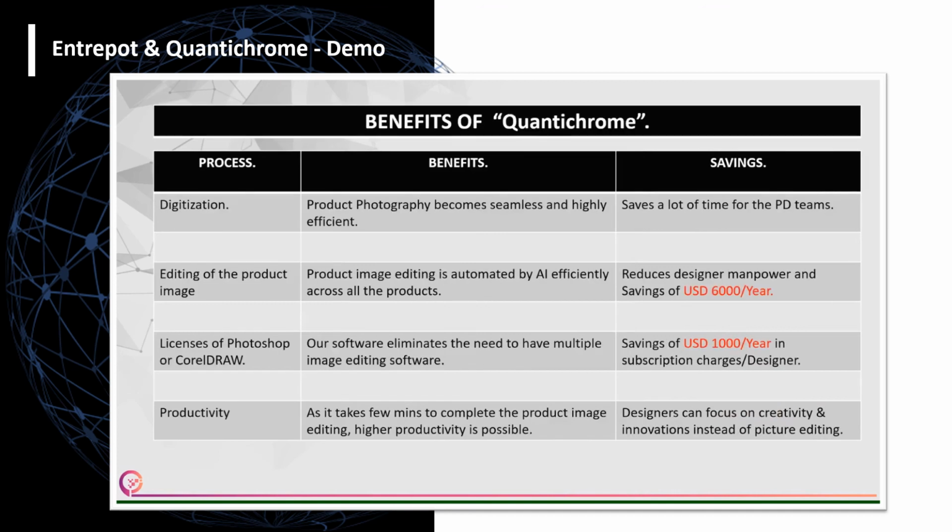Here in Quantic Room, not only is the photography automated, but the integration of artificial intelligence in image editing brings the customer a better experience when looking at the products virtually. It also brings to the organization a lot of benefits in terms of monetary and manpower savings.